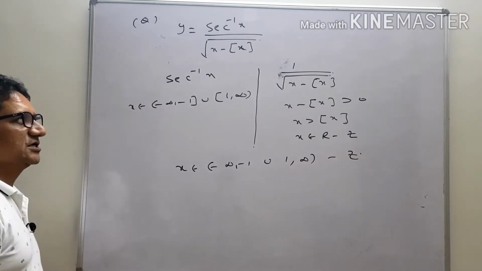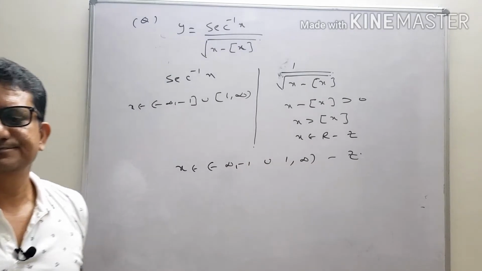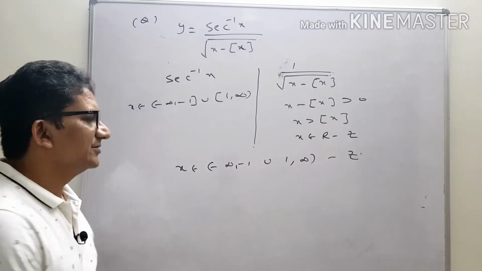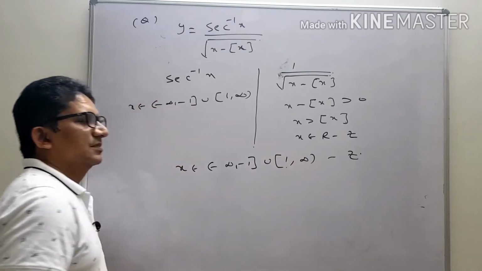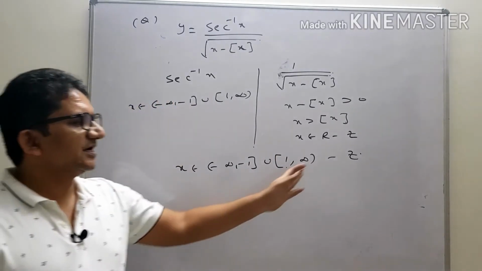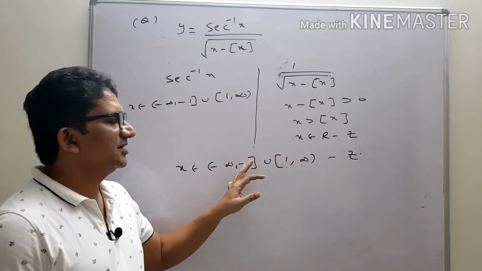Now the question is, can we include this minus 1 and plus 1 or not? Why? Because we are doing minus Z, it will automatically eliminate this 1 and minus 1 also.